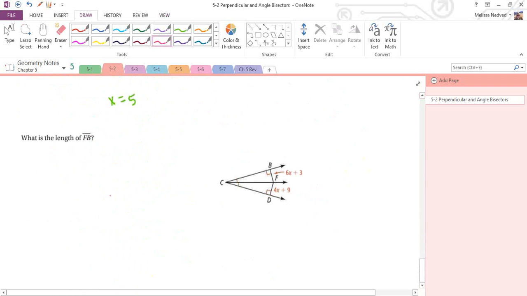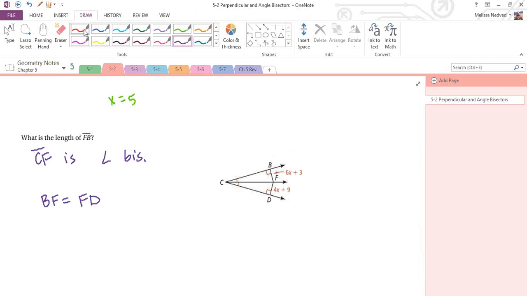All right, one more example to wrap up our angle bisector and perpendicular bisector theorems. Very similar example going on here. I've got angle BCD, and again, CF is my angle bisector. So that means any point on that angle bisector is equidistant from the sides, meaning BF is equal to FD. And we'll substitute in 6x plus 3 for BF, and 4x plus 9 for FD.